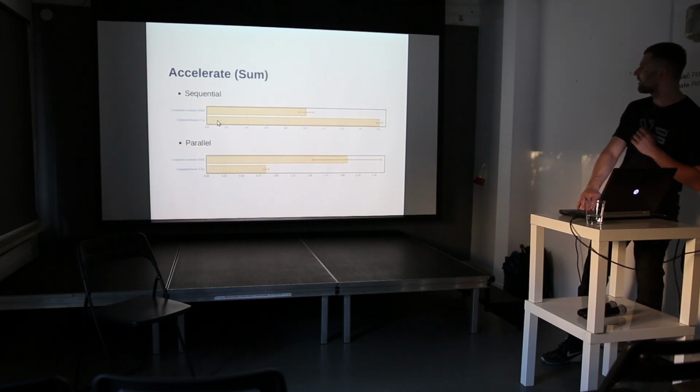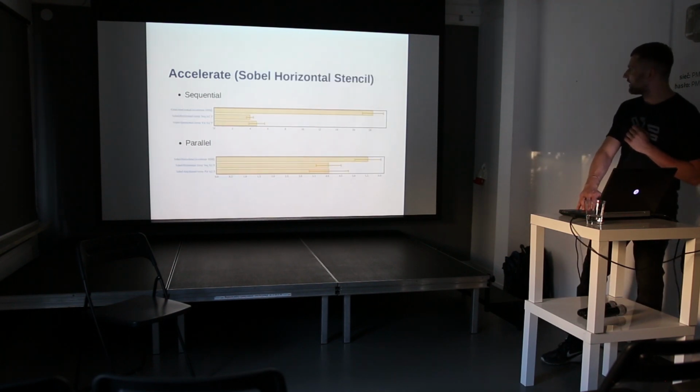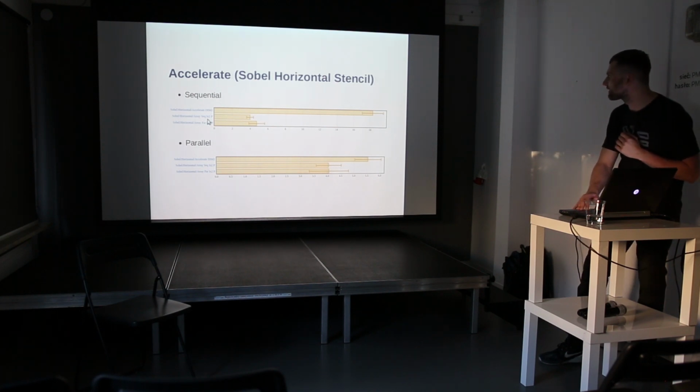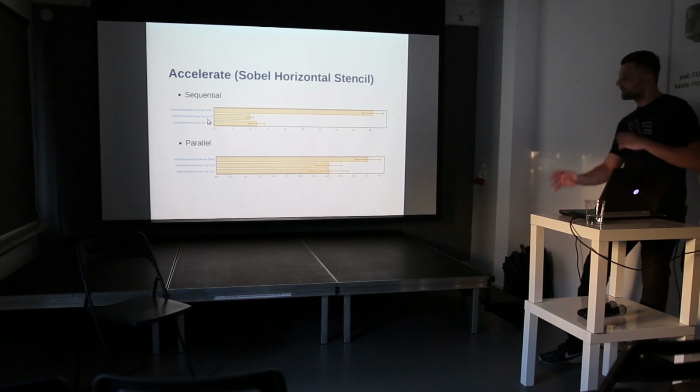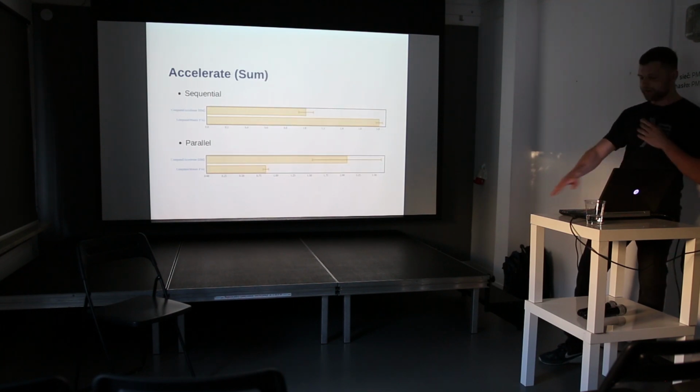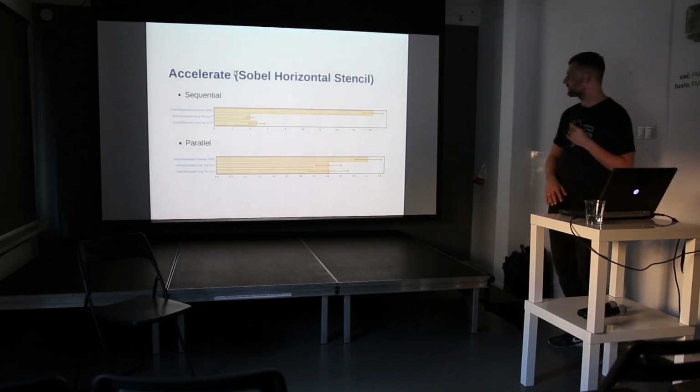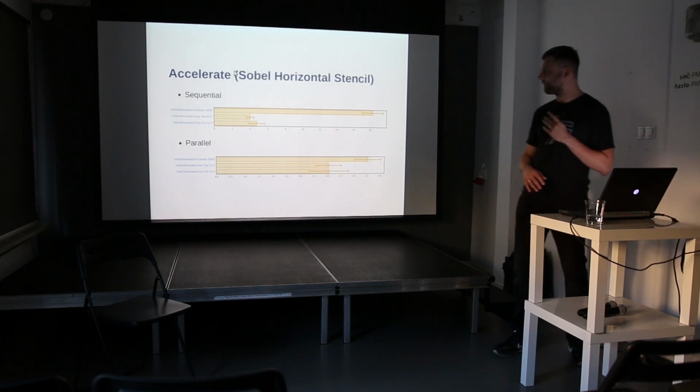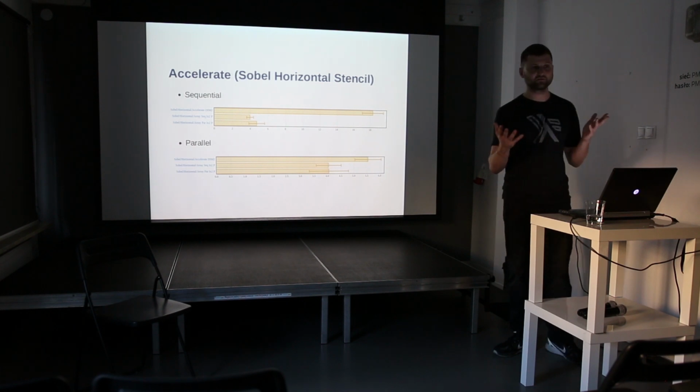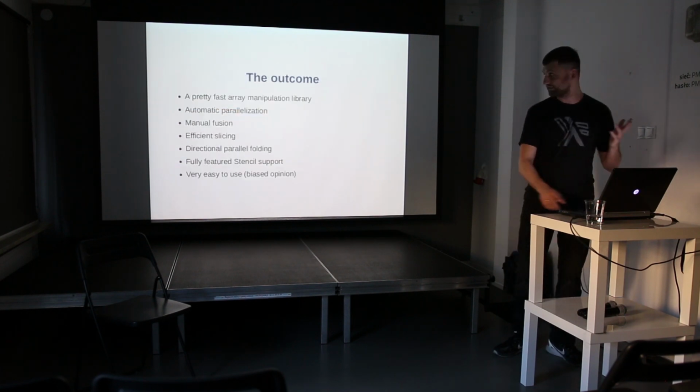Give me 1 second. Sobel horizontal. Oh, sorry, that's a sum. That's why. And the Sobel horizontal stencil is much faster in Massiv. So that's, I guess, it sums up.